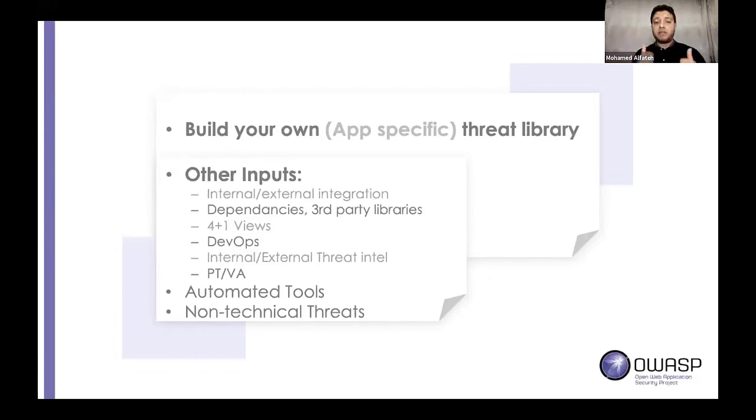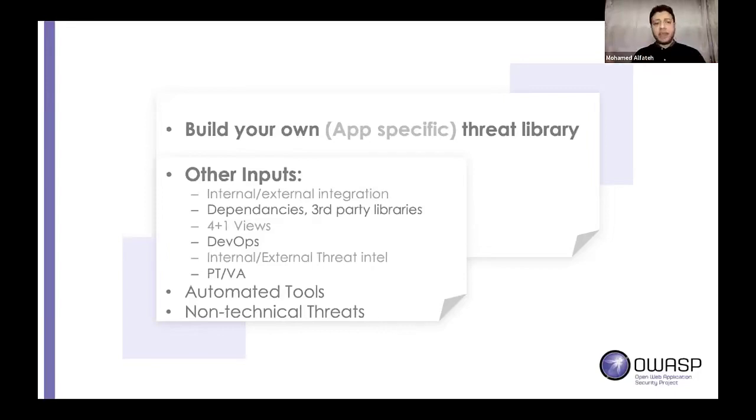Other inputs are from the internal and external integrations. It is very important to understand the deployment and the integration model, so you identify potential threats from internal and external integrations. Dependencies and third-party libraries are important. For the 4+1 views, again, try to understand the logic of the application, the processes in your application, and the deployment model. The other views may come with new threats that require some analysis.